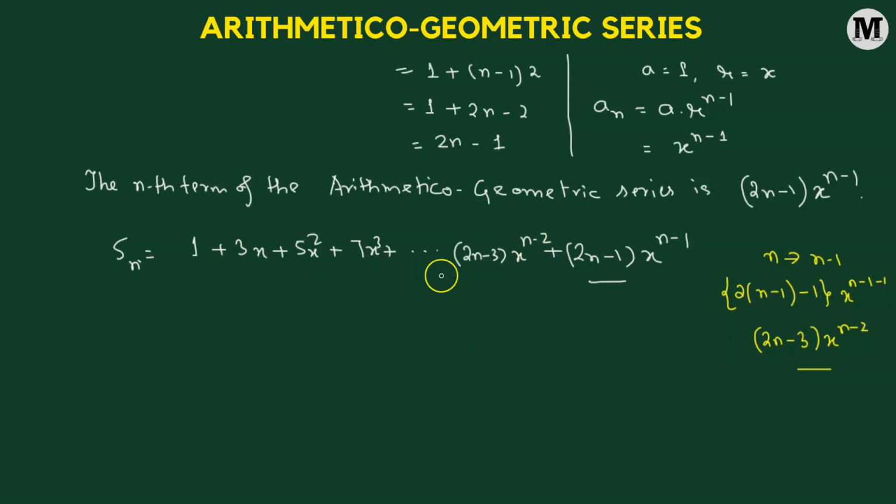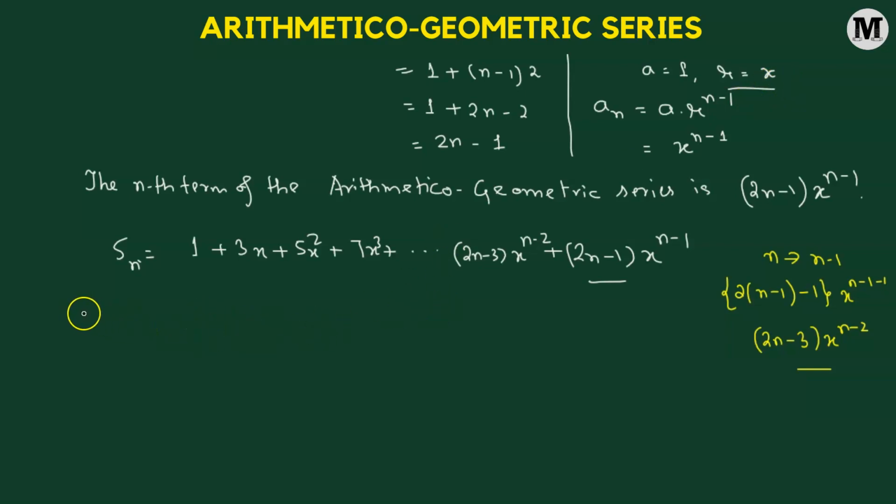Right. So now we have defined the series, and we have to find the sum. In order to find the sum of the series, we consider the common ratio of the geometric progression, which is x in our case, and we multiply throughout by x.